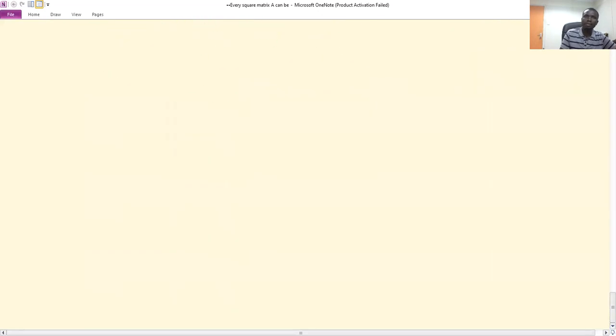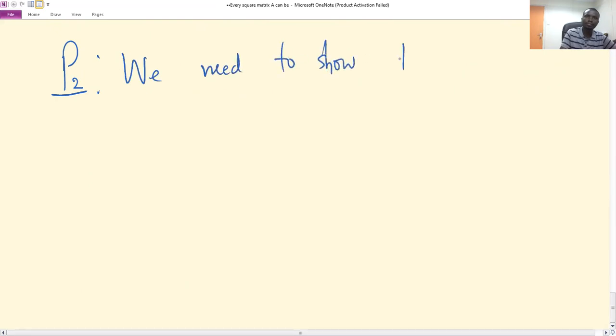Problem 2, we need to show that A power theta is equal to negative A. That's the proof that A is skew Hermitian.